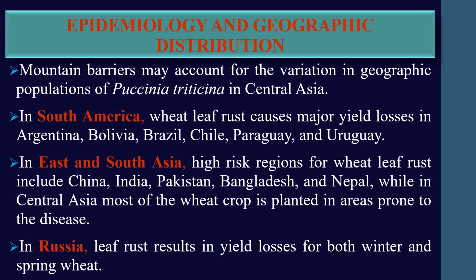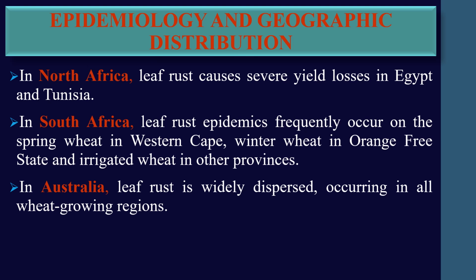In Russia, leaf rust results in yield losses for both winter and spring wheat. In North Africa, leaf rust causes severe yield losses in Egypt and Tunisia. In South Africa, leaf rust epidemics frequently occur on the spring wheat in Western Cape, winter wheat in Orange Free State, and irrigated wheat in other provinces. In Australia, leaf rust is widely dispersed, occurring in all wheat growing regions.